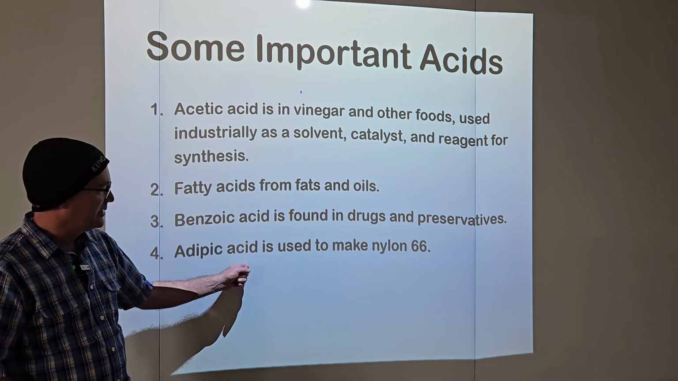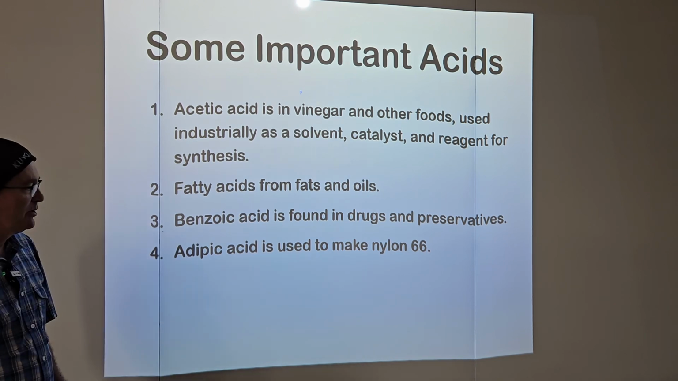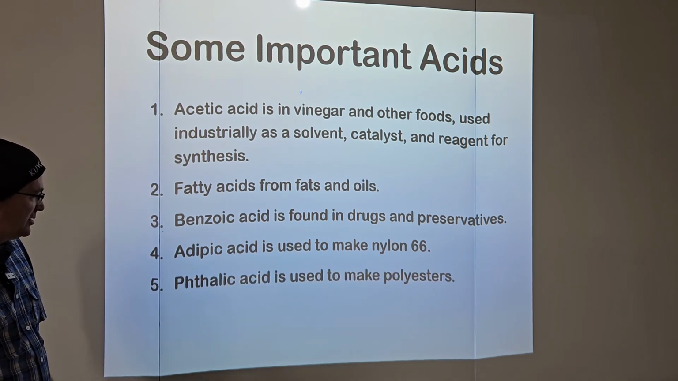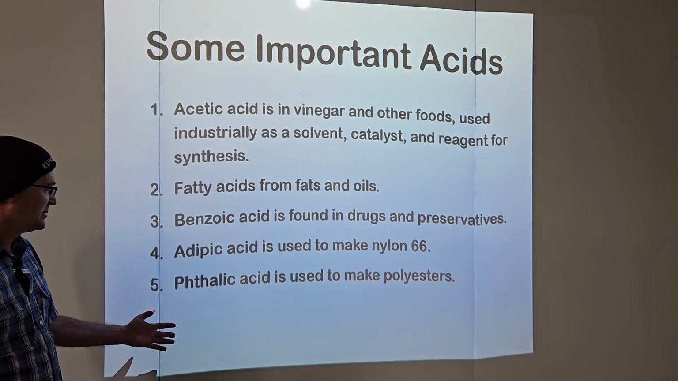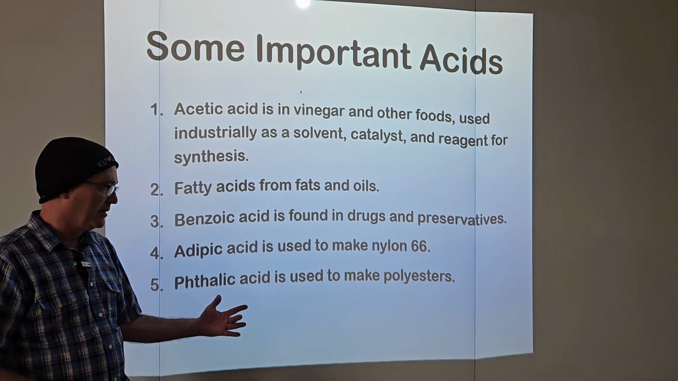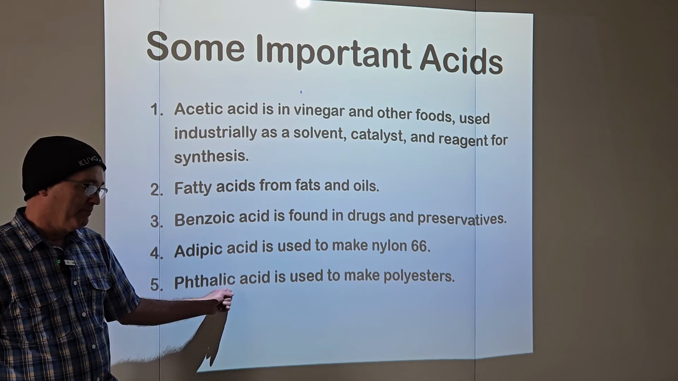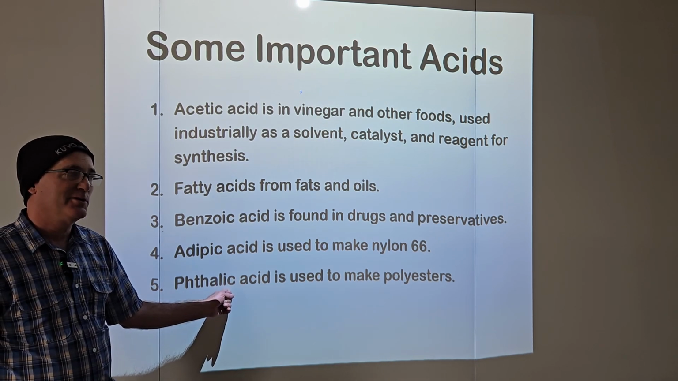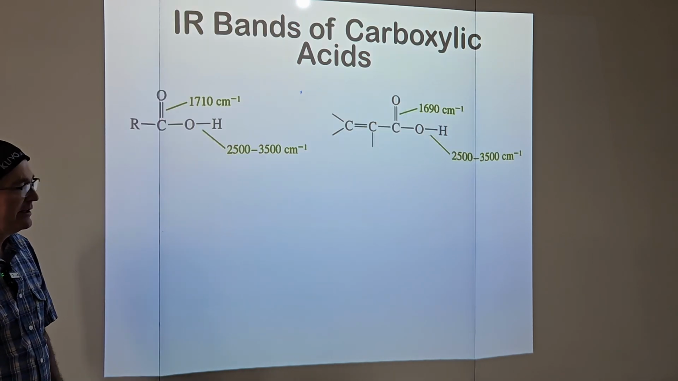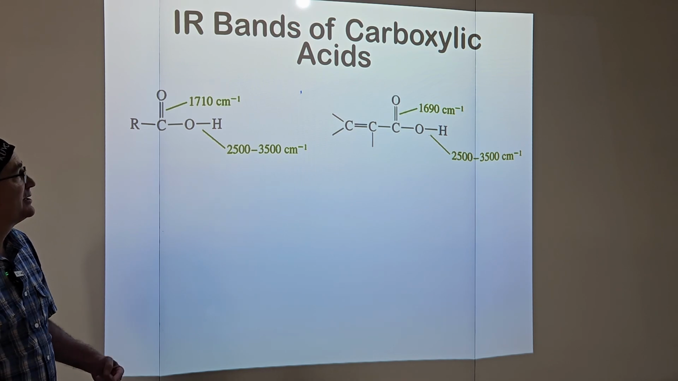Adipic acid. You made that in lab with potassium permanganate and your cyclohexene, used to make a polyester. Nylon is a type of polyester. Phthalic acid is used to make other polyesters. Plastic water bottles and soda bottles are made from phthalic acid. The number 2 on the recycling symbol.